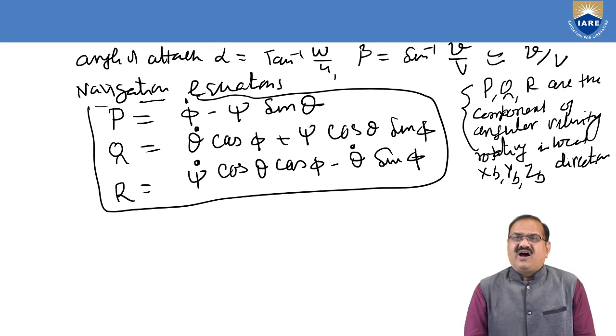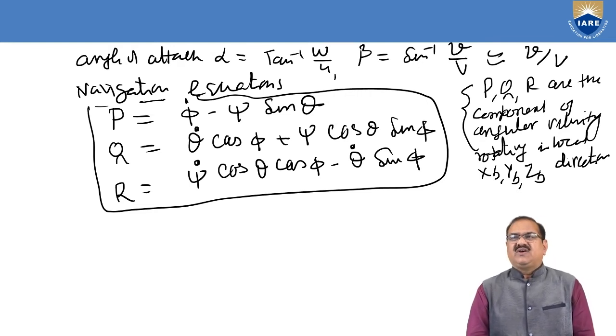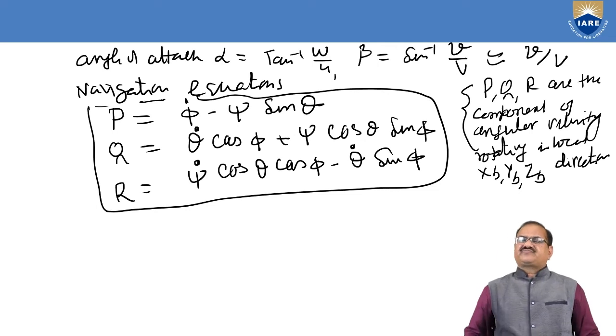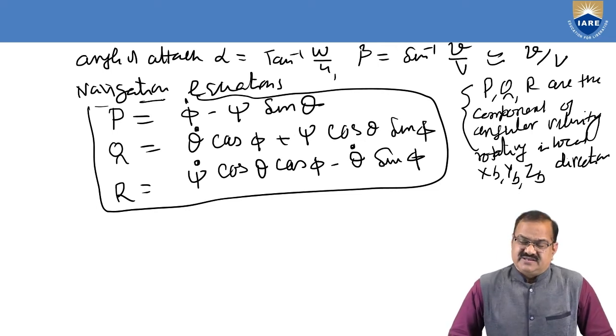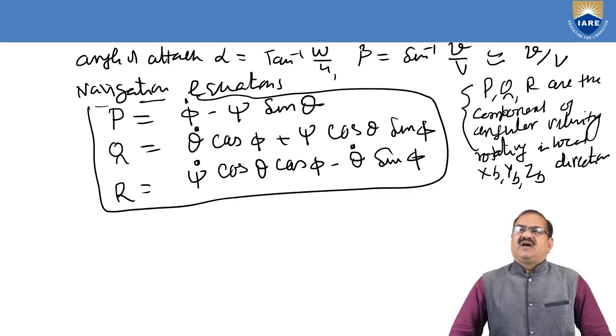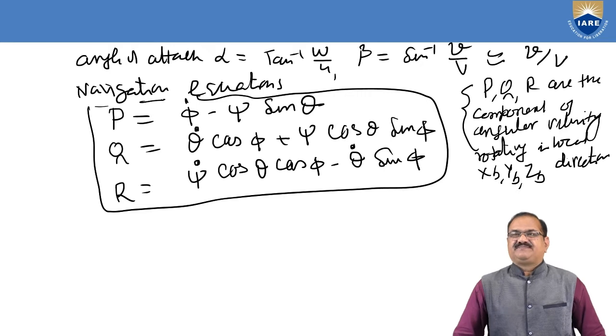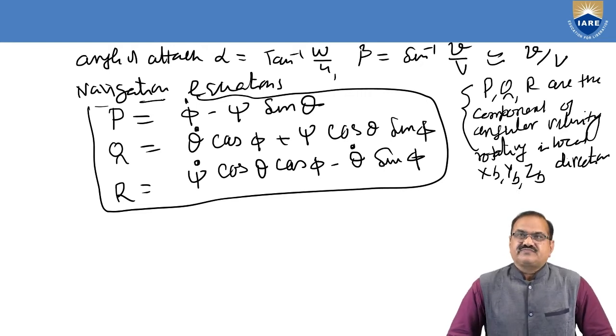The alpha is equal to tan inverse W by U. The sideslip angle beta is equal to sine inverse v by V. For simplicity and approximation, it is the y-direction velocity, small v, divided by the V vector, or total V.